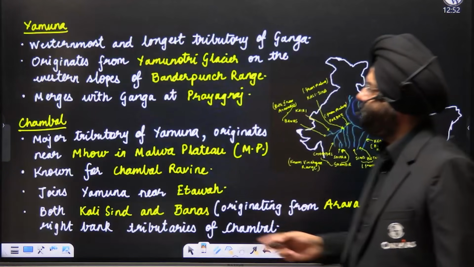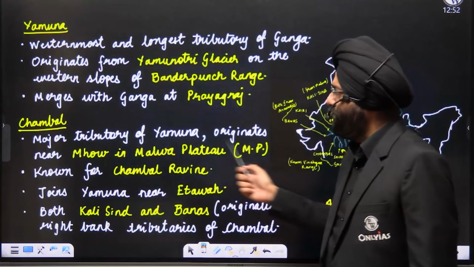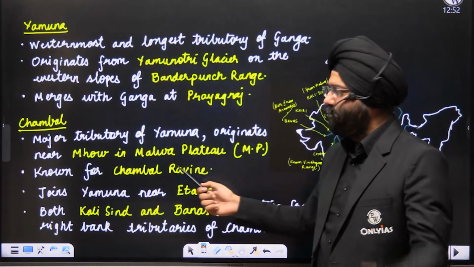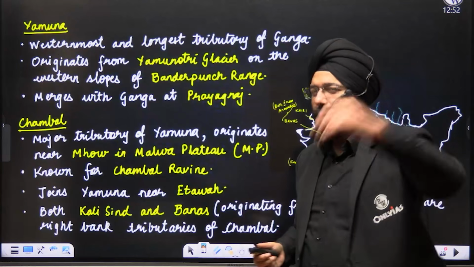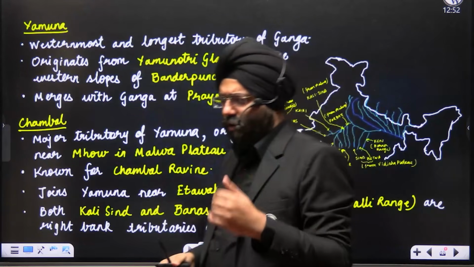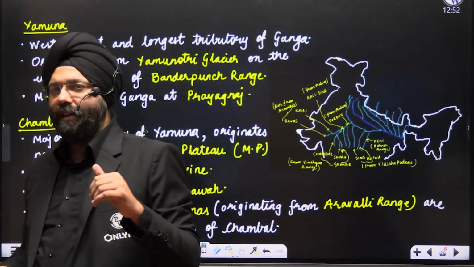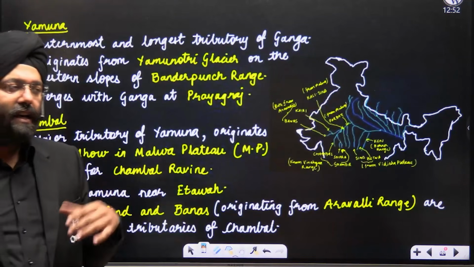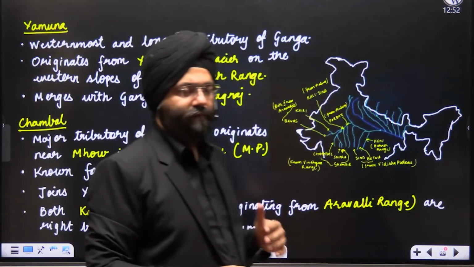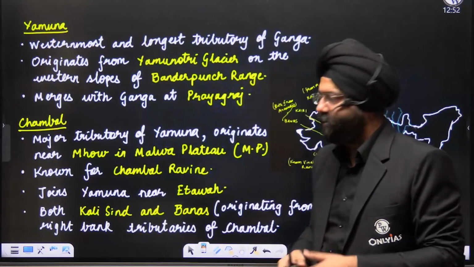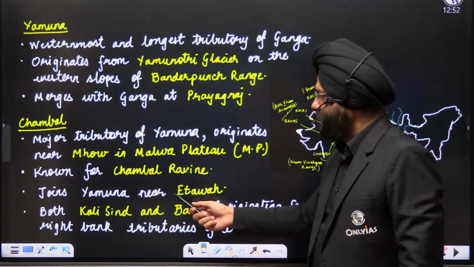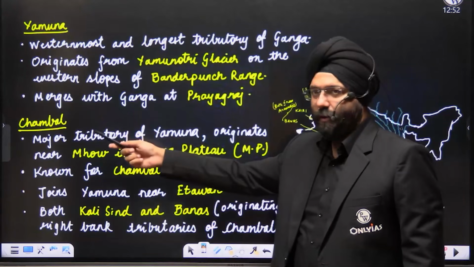Major tributary of Yamuna originating from Mhow in the Malwa plateau. It is known for the Chambal ravines. That is a badland topography where very deep erosional activities have taken place in those regions, which make it completely unfit for cultivation. Right? Very big ravines have been created. It joins Yamuna near Etawah.